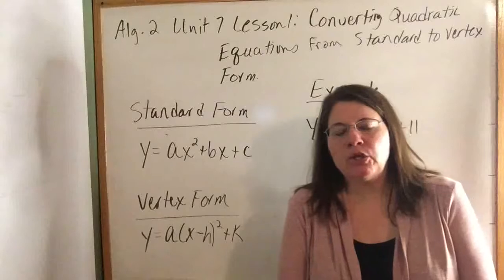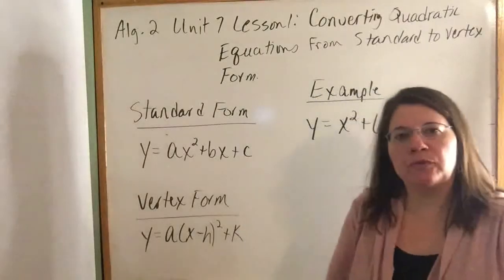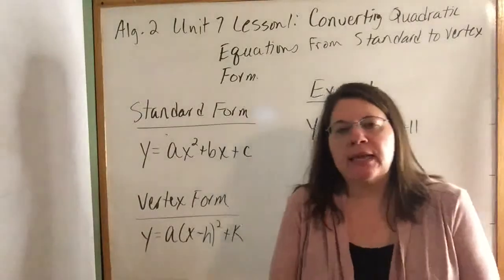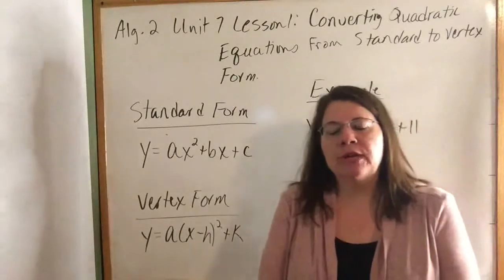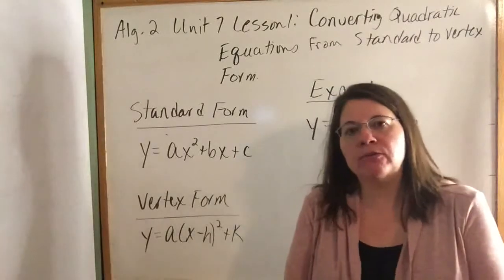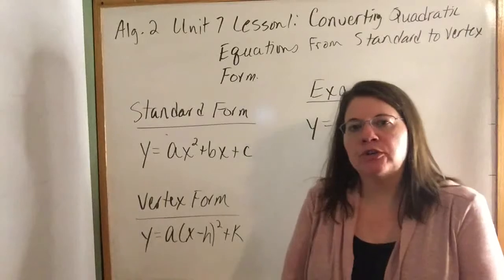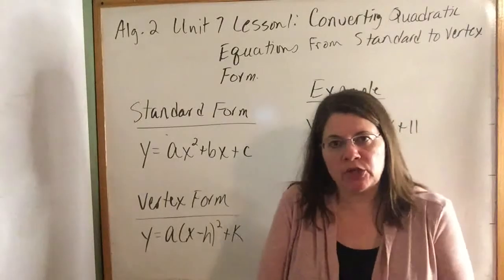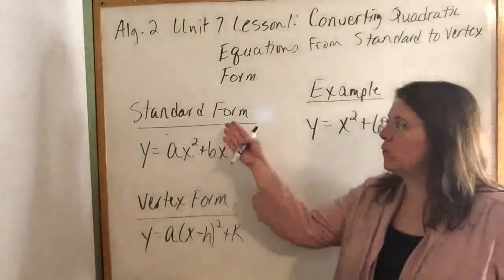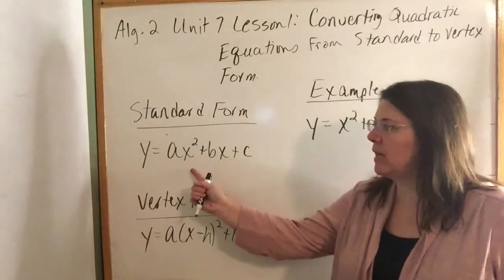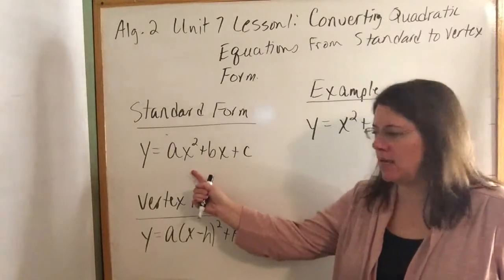Today we're going to begin Unit 7 in Algebra 2. So this is Unit 7, Lesson 1, and today we're going to learn how to convert from standard form of a quadratic equation to vertex form of a quadratic equation. And we've talked about the different forms before. Standard form is y equals ax squared plus bx plus c.